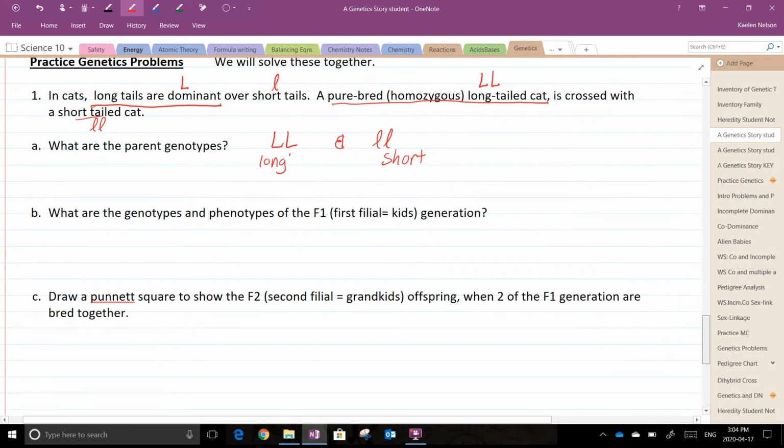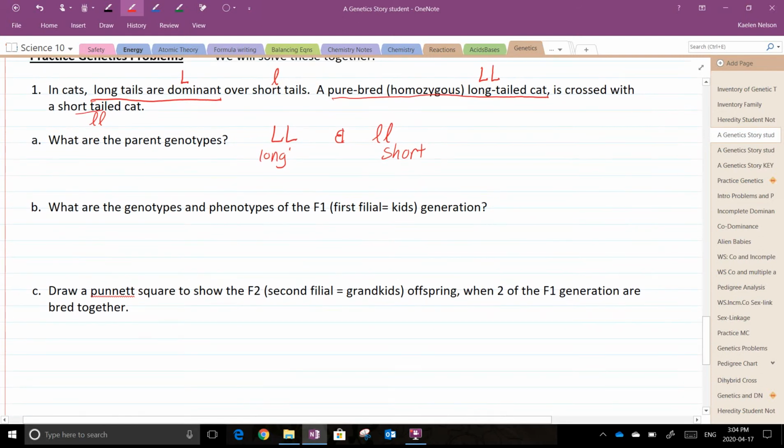So what are the genotypes and phenotypes of the first filial generation? These guys are going to do a cross. You could draw a Punnett square, or you could see that coming from this side of the parents, you can only have capital L. And coming from the other side of the parent, you can only have small l. So we don't really need to draw the Punnett square. We have 100% big L, little l. That's a genotype. And they are 100% long tails. And that is my phenotype.